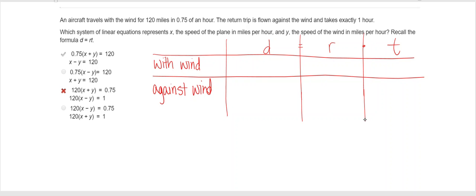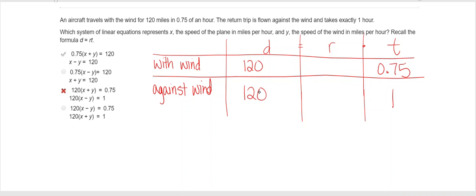So it says the aircraft travels with the wind for 120 miles. So next to with the wind, I'm writing 120 under distance, and the time is 75 hundredths of an hour, 0.75. Then we have a return trip against the wind, and it takes 1 hour. Since we're not told any different distance, we're going to assume, since it is the return trip, that it takes the same path, and it also travels 120 miles.